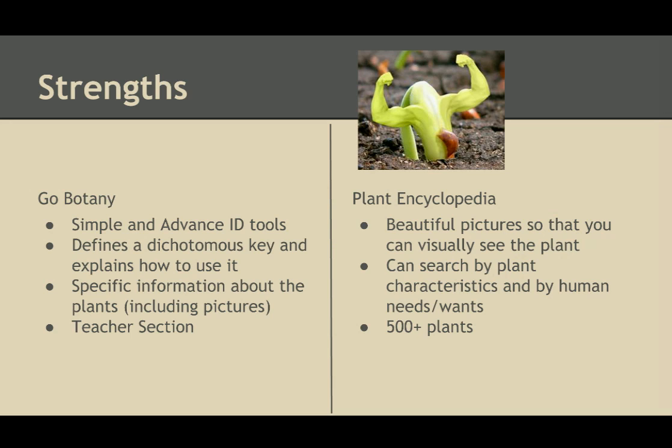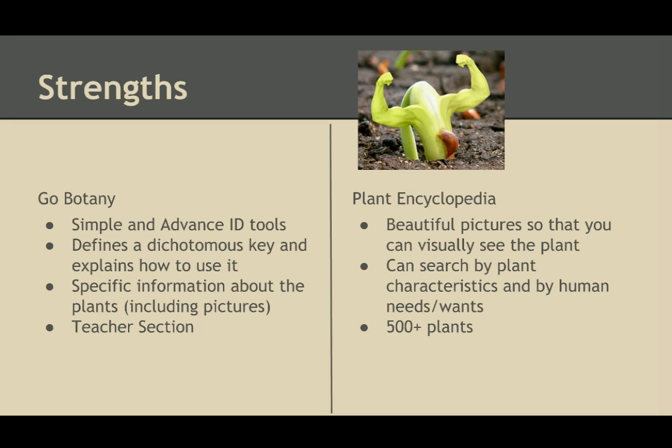Strengths of these two websites: with Go Botany, it's got a simple and an advanced dichotomous key tool. If you are not familiar with dichotomous keys, then I definitely recommend the simple one. It walks you through it step by step. The questions that it's asking you are geared towards those that are not experienced with botany. Not only does it walk you through the dichotomous key, but it explains to you what it is, how to use it, and also will define key terms throughout the website if you choose to click on them.